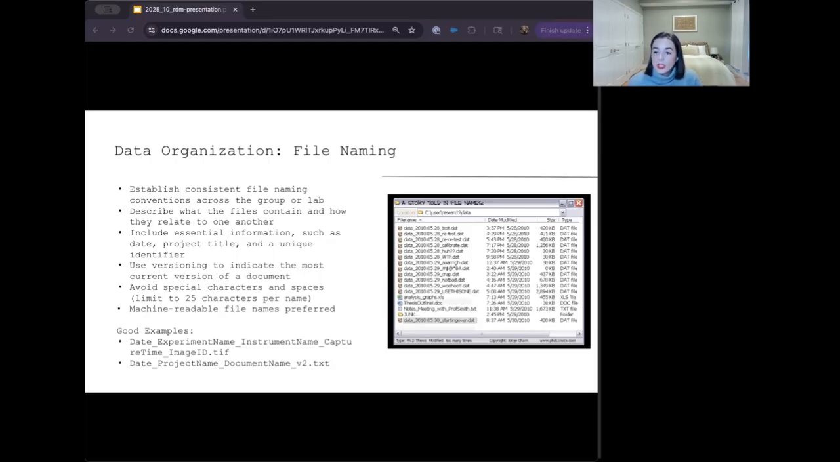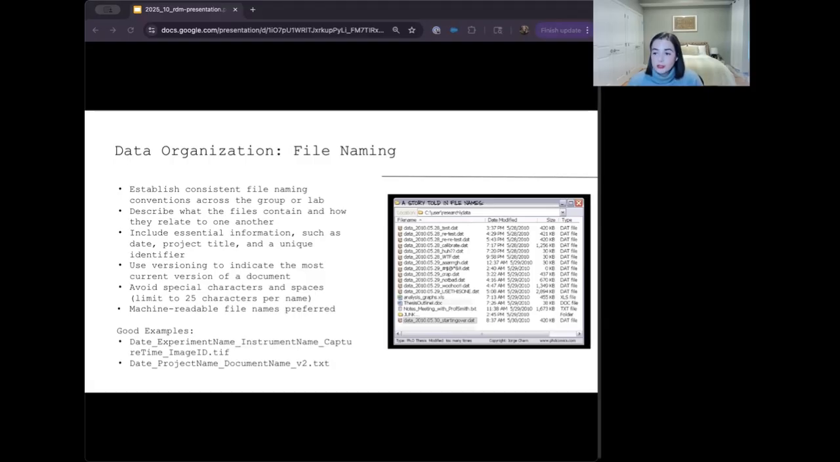Some general recommendations for file naming conventions: maintain the same convention throughout the project. Describe what the files actually contain and how they're related to one another. You can include useful information like project name, date, maybe a unique identifier like the run that you did or the image number.